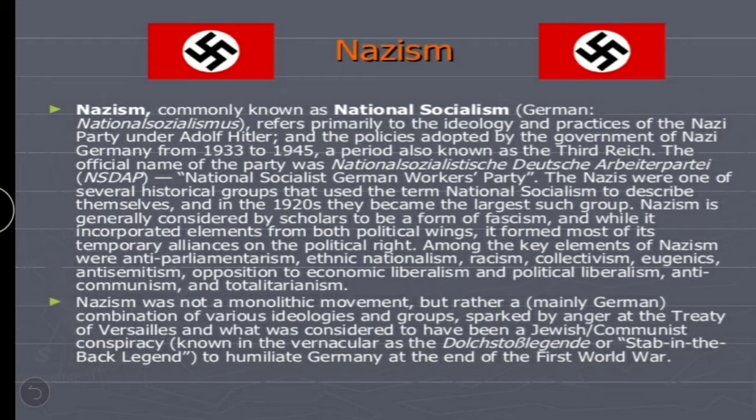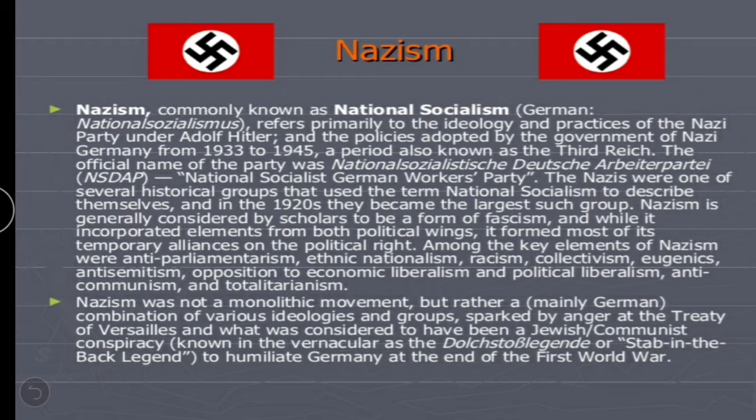It refers primarily to the ideology and practices of the Nazi Party under Adolf Hitler and the policies adopted by the government of Nazi Germany from 1933 to 1945, a period also known as the Third Reich. So children, it is the practice of the Nazi Party under the leadership of Adolf Hitler and his government in Germany, that is Nazi Germany, from 1933 to 1945.